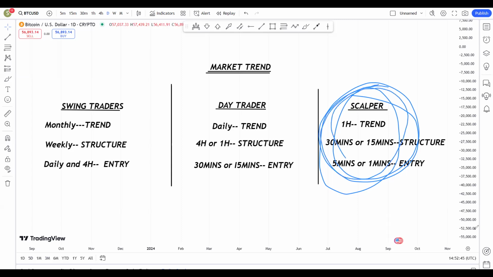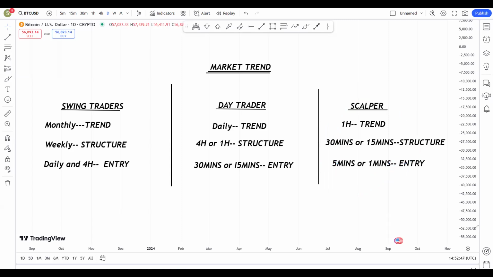And now, I see most of my students here, because they want to scalp, they come down to the 5 minutes or 1 minute time frame immediately. They start with the 5 minutes, 1 minute time frame to do the analysis and check the direction of the market. Now let me explain something to you guys.